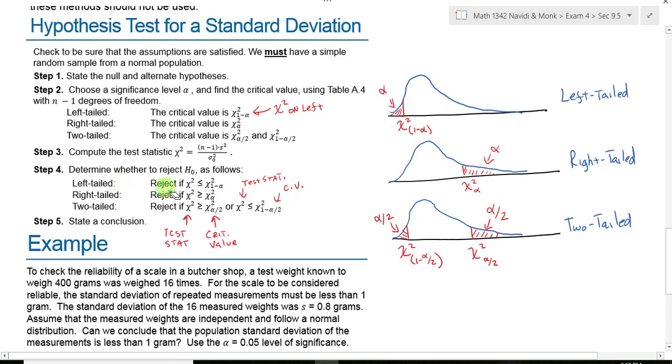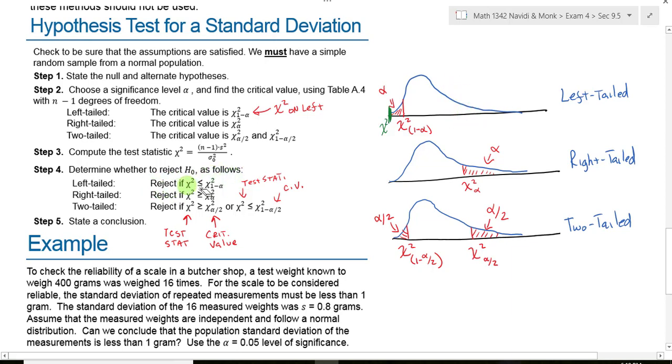For a left-tailed test, we would reject the null hypothesis if our test statistic is less than this critical value. Well, on a left-tailed test, we reject if my test statistic fell in the red region, the critical region, wouldn't we? That's the only time we reject a null hypothesis, is if your test statistic falls over here. If your test statistic is greater than chi-square, you would fail to reject the null hypothesis because your test statistic is to the right of that critical value.